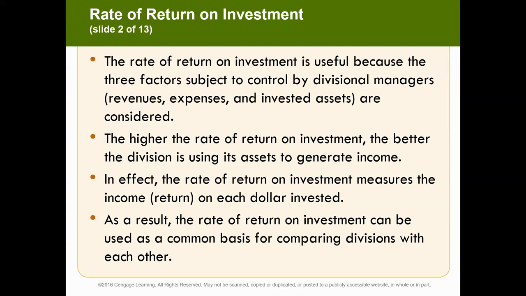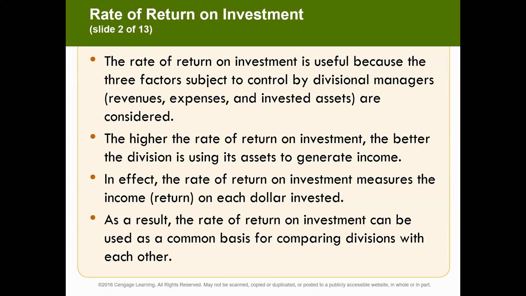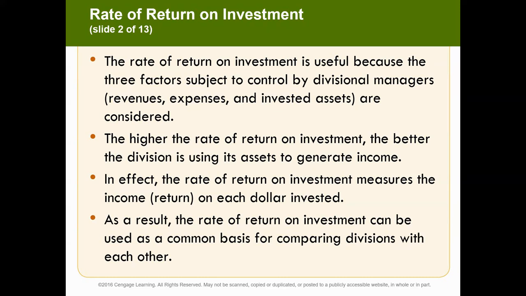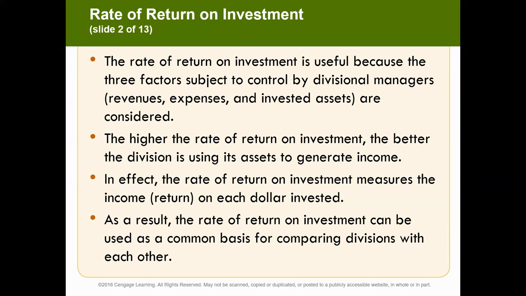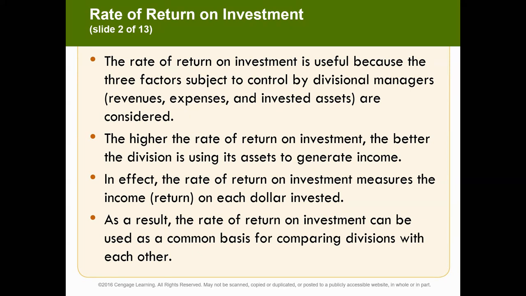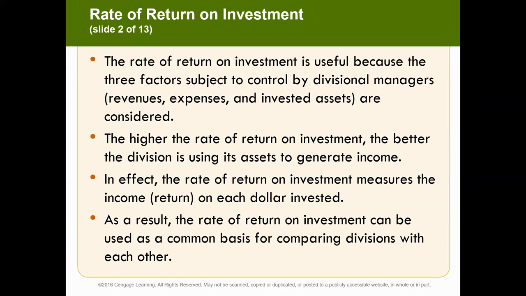A way to think about this is going back to our blue jeans example from the last chapter. The dollars invested in the blue jeans were the purchase of the materials, and the return on the investment was the revenue that the company received from the sale of each pair of blue jeans. As a result, the rate of return on investment can be used as a common basis for comparing divisions with each other. Are there any questions so far?